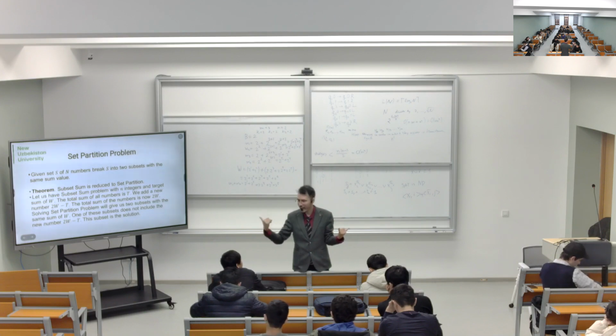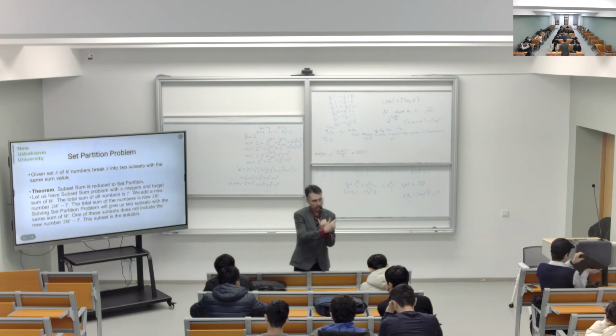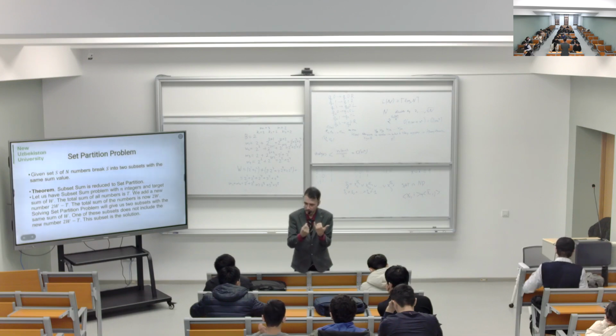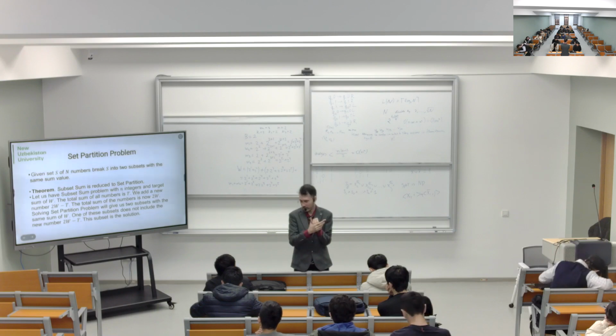So we disregard the other subset where we have added the number. So we have twice w minus t here. Then we throw away this and look at that one. Here we don't have our new number, and the sum of those numbers is equal to w. So this is the answer. Okay.